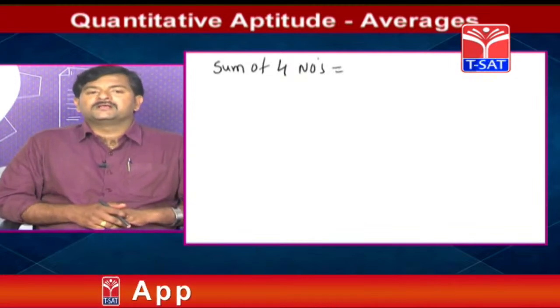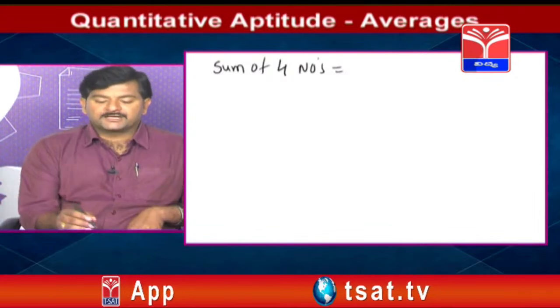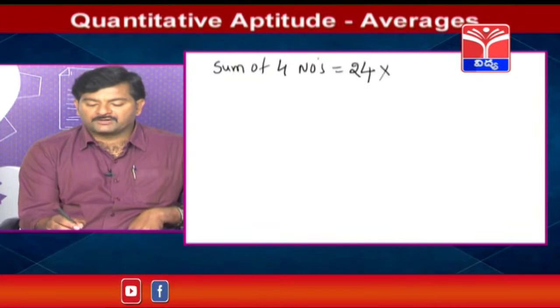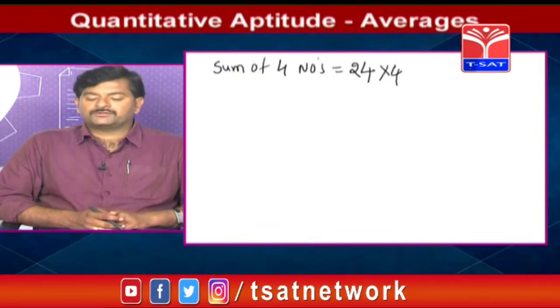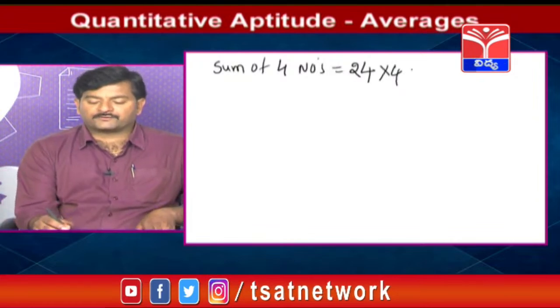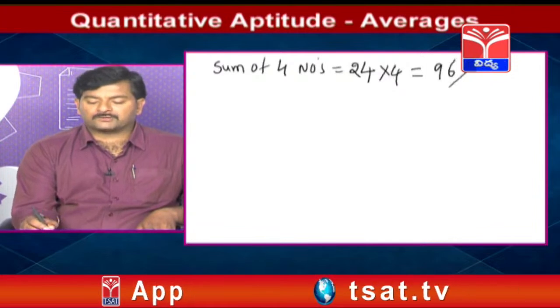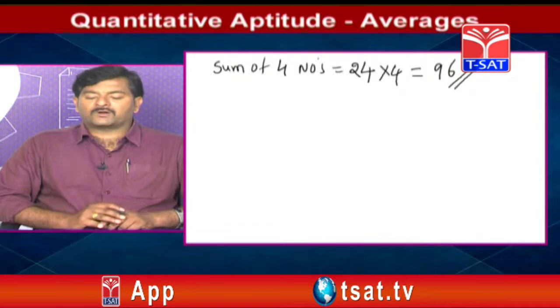Sum formula is what? Average into number of observations. The average of all these numbers is given as 24. Total how many numbers are there? 4. So 24 times 4, how much are we getting? Obviously the answer is 96. 96 is the sum of all 4 numbers.